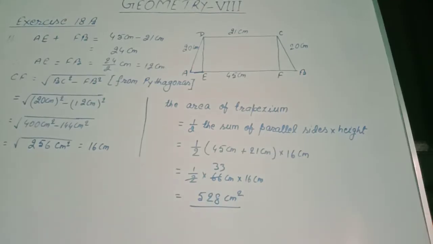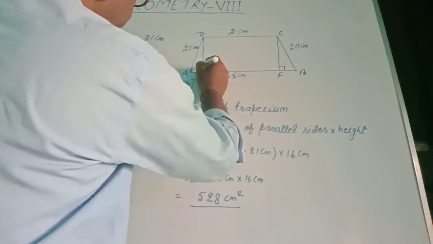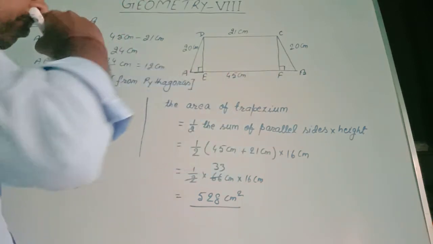In question number 11, the trapezium is given whose parallel sides are 45 and 21 centimeter. This is an isosceles trapezium, and the equal sides are 20 centimeter and 20 centimeter. We are asked to find out the area of the trapezium. This CF and DE, these two are drawn perpendicular to the base AB.